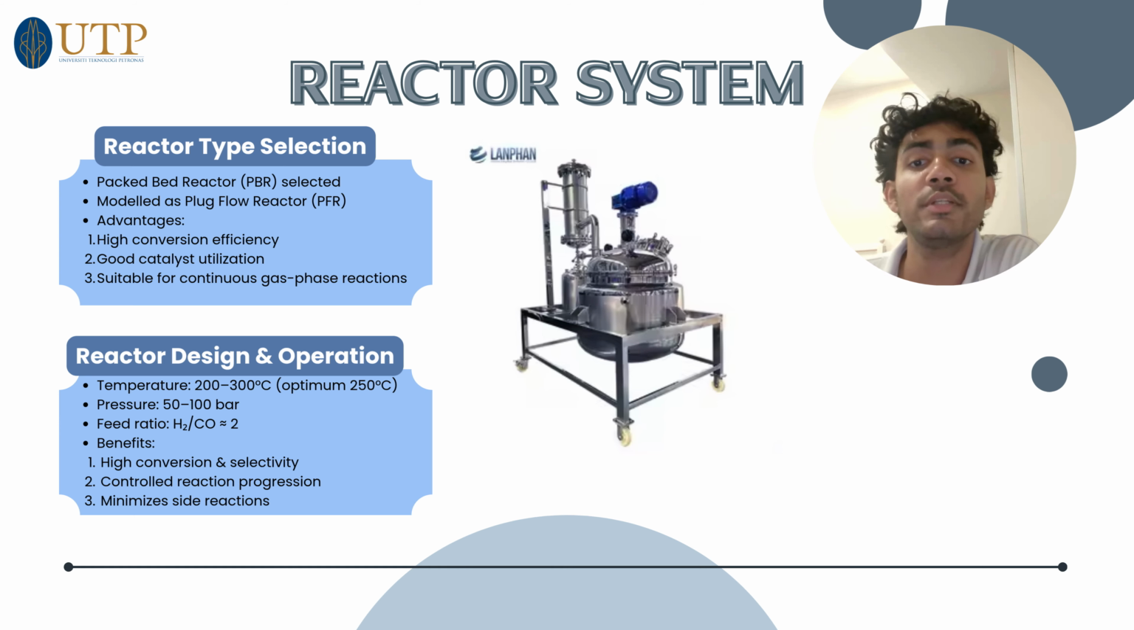The reactor operates within a temperature range of 200 to 300 degrees Celsius, with an optimum around 250 degrees Celsius, and at pressures between 50 to 100 bar. The feed ratio of hydrogen to carbon monoxide is maintained at 2 to maximize methanol formation. These operating conditions ensure high conversion and selectivity, allowing for controlled reaction progression while minimizing side reactions. Overall, the packed bed reactor provides an efficient and reliable platform for methanol production in a continuous process.